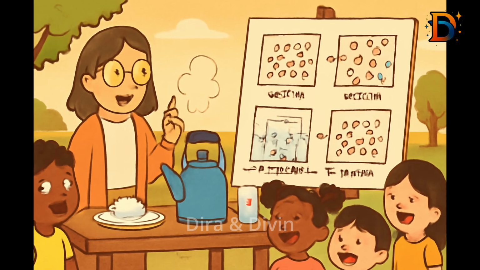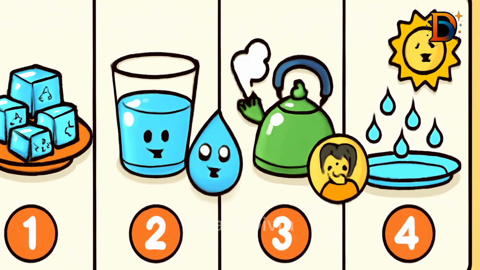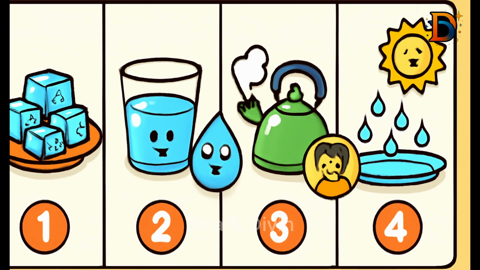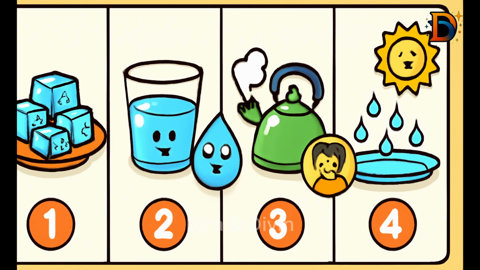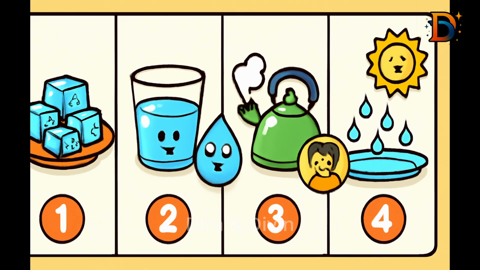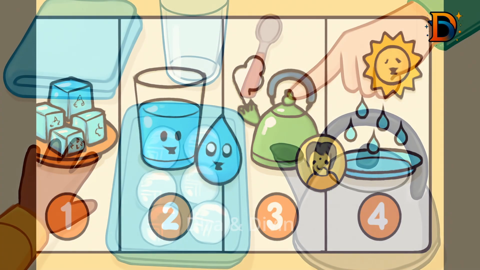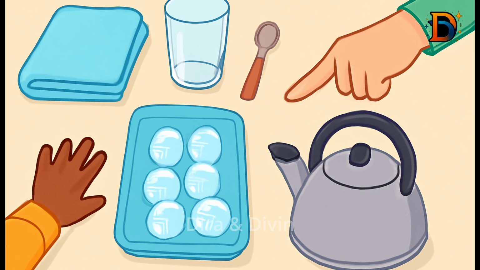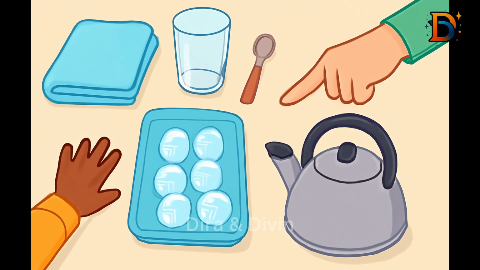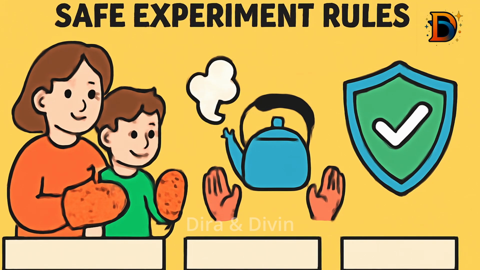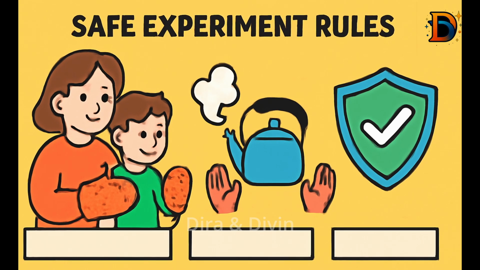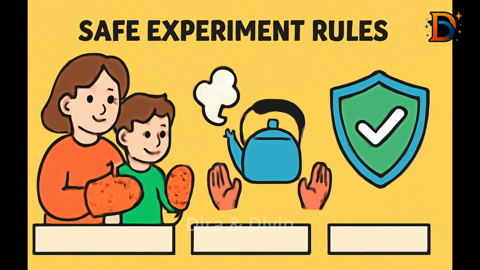Here's a fun and simple experiment to help kids understand the states of matter concept. Ice, water, and steam experiment. What you need is ice cubes, a clear glass or small pot, a stove or kettle. For this, adult supervision is needed. And a plate or tray.